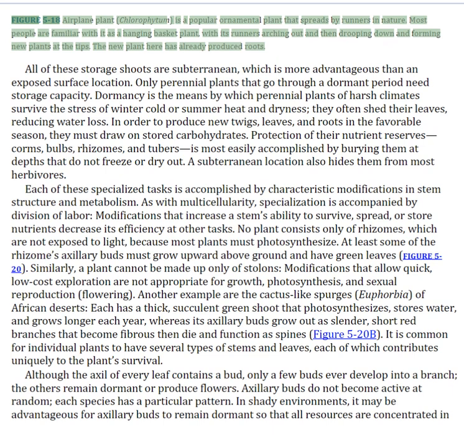Figure 5.18. Airplane plant is a popular ornamental plant that spreads by runners in nature. Most people are familiar with it as a hanging basket plant, with its runners arching out and then drooping down and forming new plants at the tips. The new plant here has already produced roots.